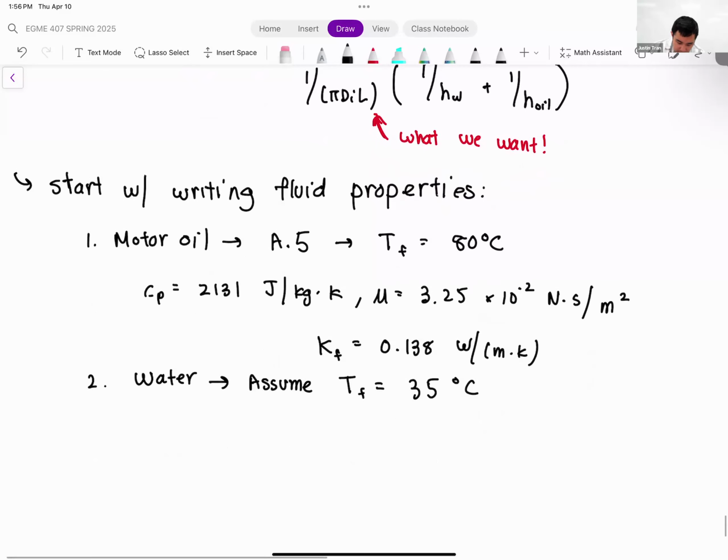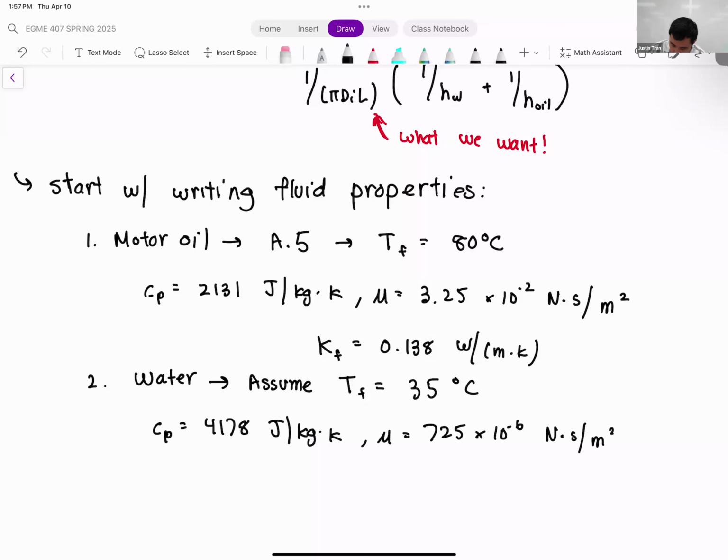Okay, so at 35 degrees C, the properties of water: we have Cp, heat capacity, equal to 4178 joules per kilogram Kelvin. Dynamic viscosity is equal to 725 times 10 to the minus 6 Newton second per meter square. And the thermal conductivity of water is equal to 0.625 watts per meter Kelvin.